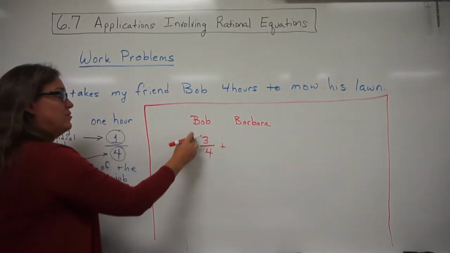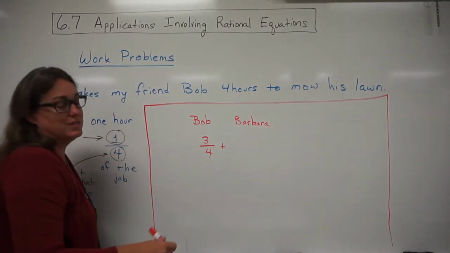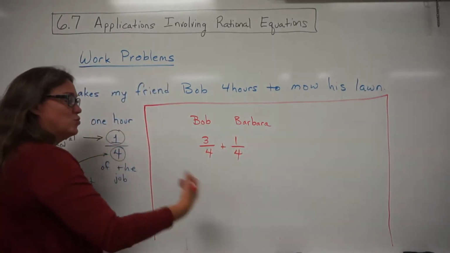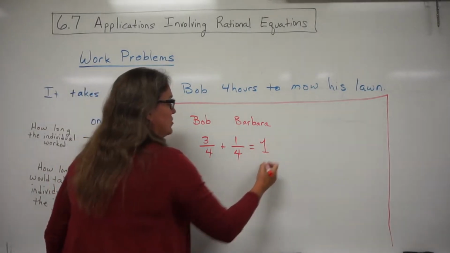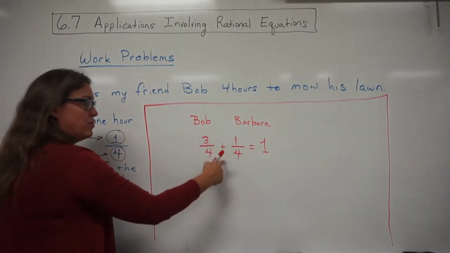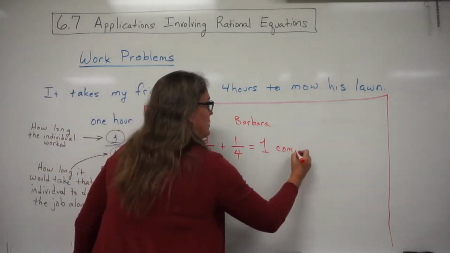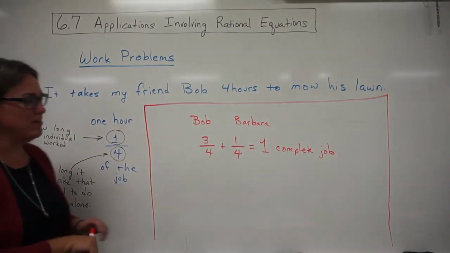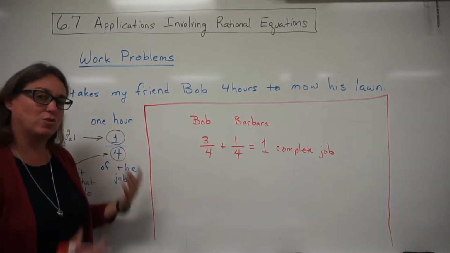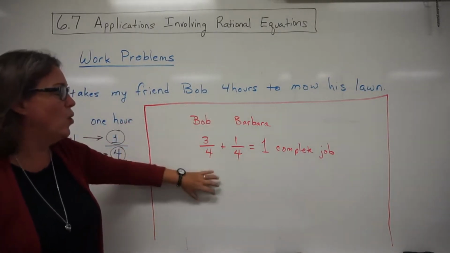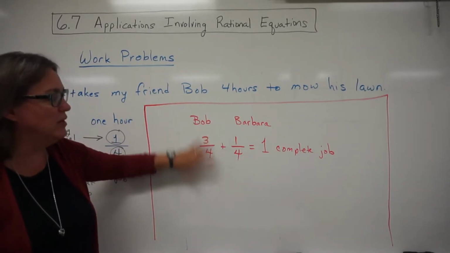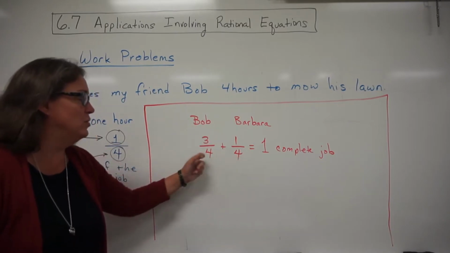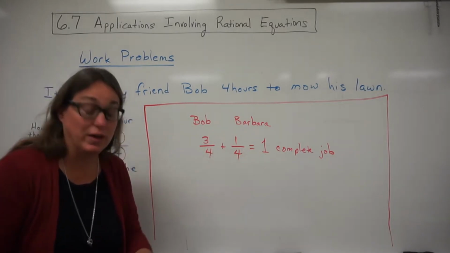Or we could say Bob did 3/4 of the work and he got fed up with it and tired. He said, Barbara, you go take over for me. What remains to be done is 1/4 of the job. When we add those together, 3/4 plus 1/4, we get 1 complete job. So that's just a very, very basic example of the way this sort of thing works. How long this person, or in some problems it might be an object, a machine or a pipe or something that's working. One individual, another individual, when you add them up, they need to add up to 1 complete job.